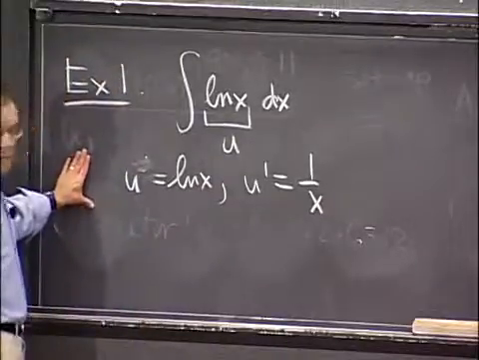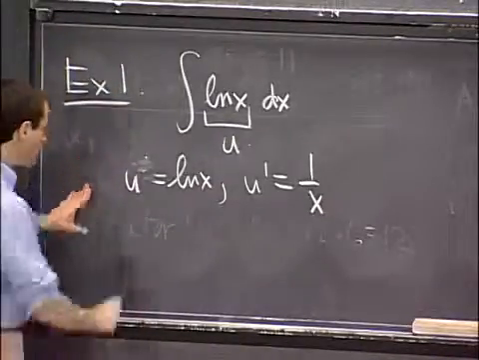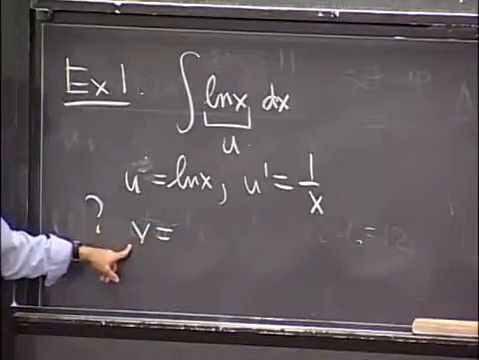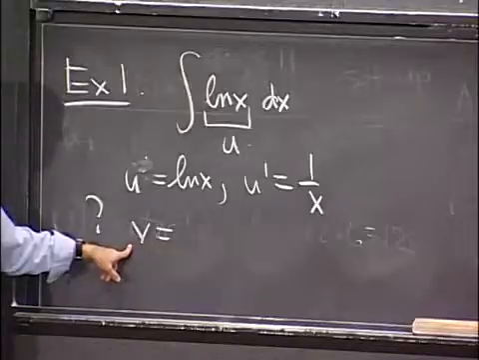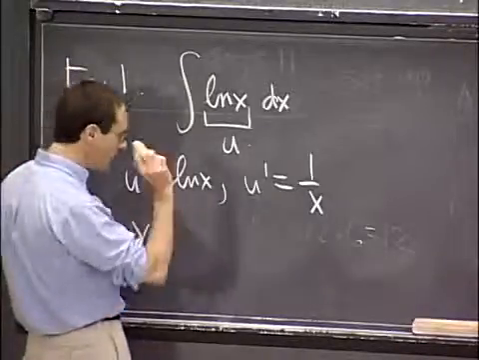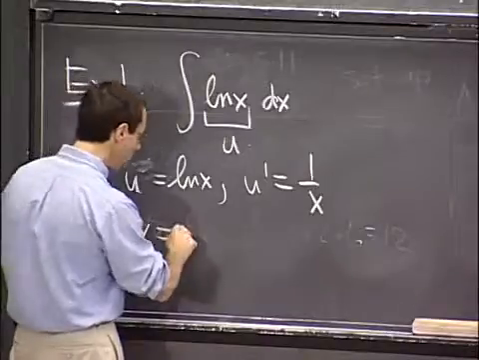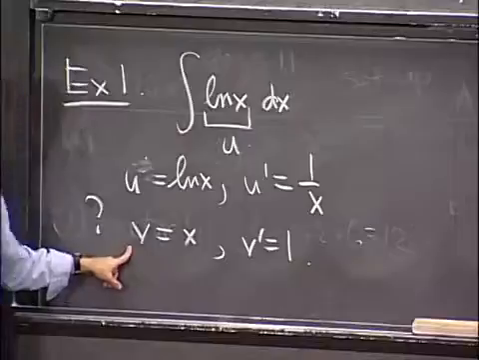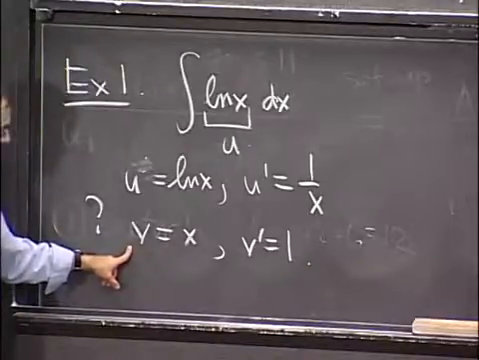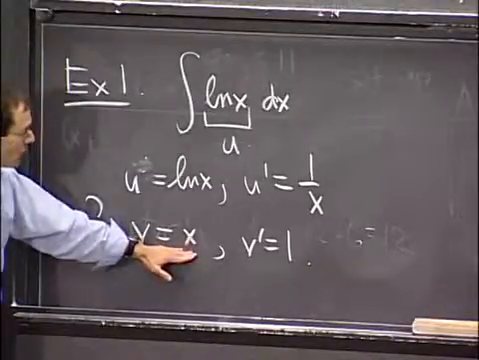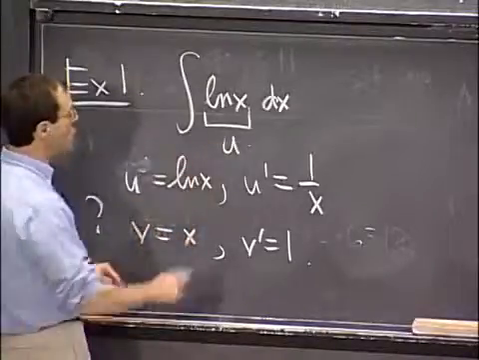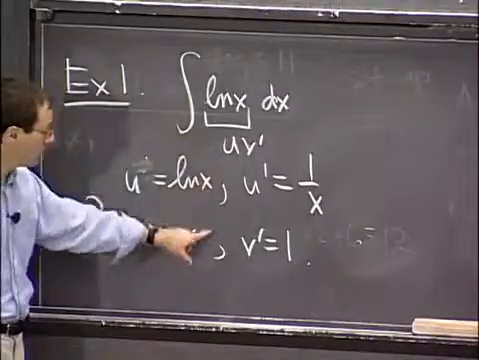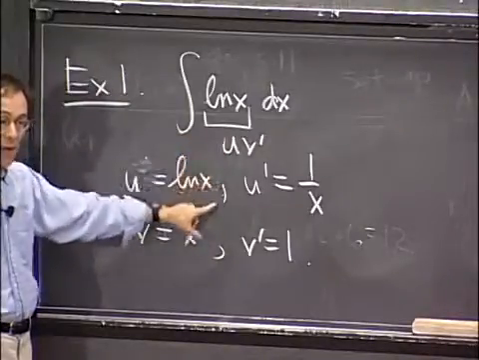In order for this to fit into this pattern, however, I need a function v. So what in the world am I going to put here for v? The answer is, well, dx is almost the right answer. The answer turns out to be x. And the reason is that that makes v prime 1. So that means that this is u, but it's also uv prime, which was what I had on the left-hand side. So it's both u and uv prime.